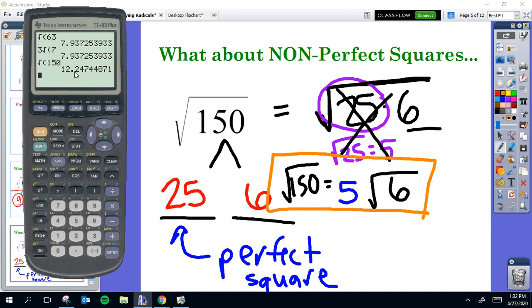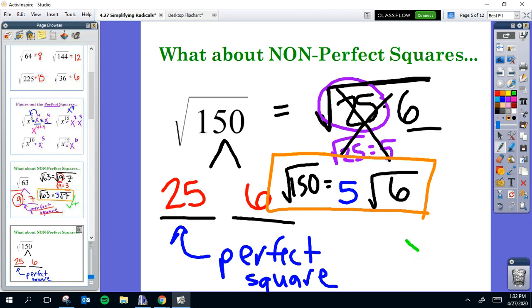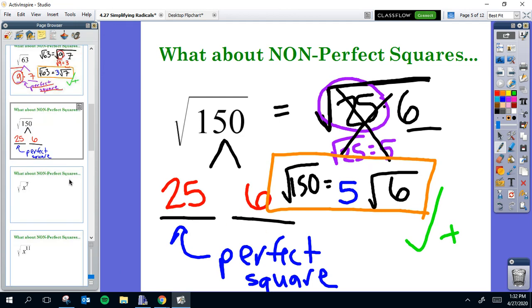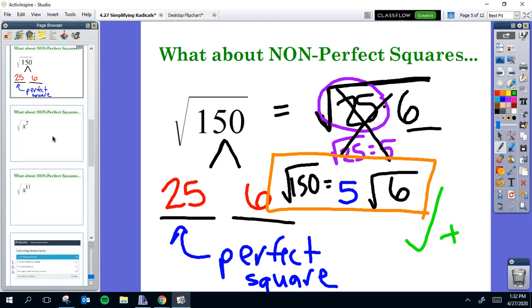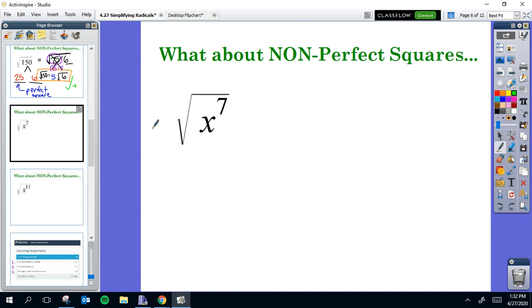So this equals 12.2, and 5 times the square root of 6 is the exact same thing. So I know that my answer is correct. Yep, and that's essentially what we are going to do today. Let's go ahead and actually give you an example. I think we're going to go over this mostly next week, but I'll give you a preview for now.